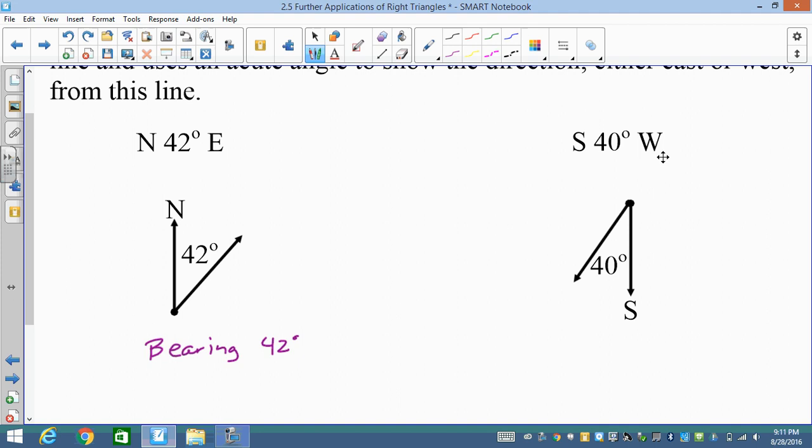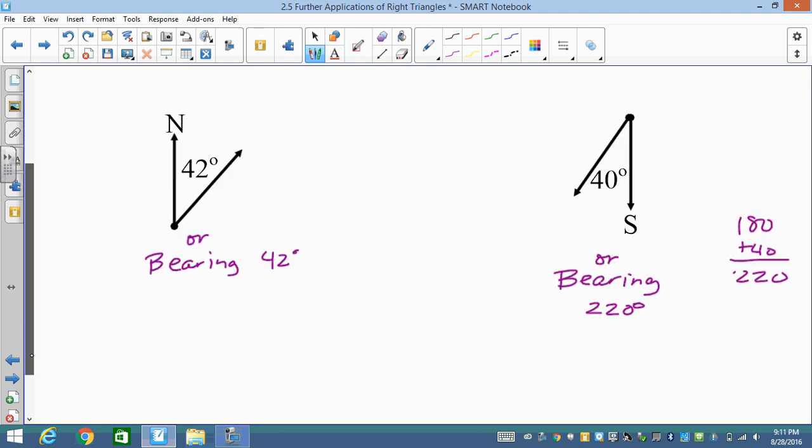Now south 40 west, so they're starting from due south and going 40 degrees west. And this would be a bearing of 180 plus the 40, because it's 180 degrees from north to south. So we get 220, so a bearing of 220 degrees. Either or. You can always write each one of these angles one of two ways.